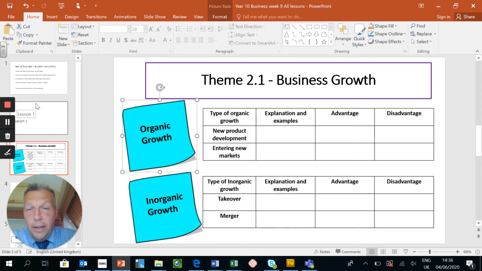Okay, so we're going to look at new product development. We're going to look at an advantage there. One of the main advantages, of course, if you develop new products, it's a new way of getting revenue, money into your business, and therefore you might be able to make a profit.